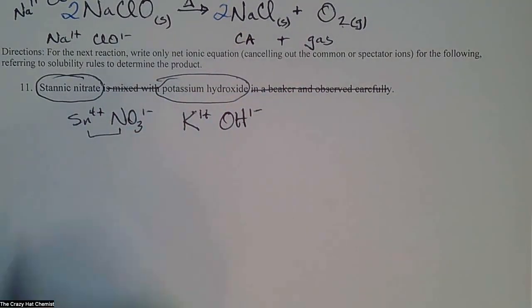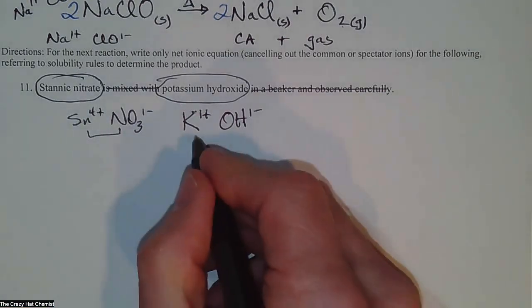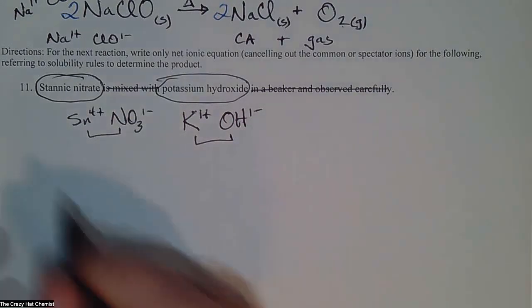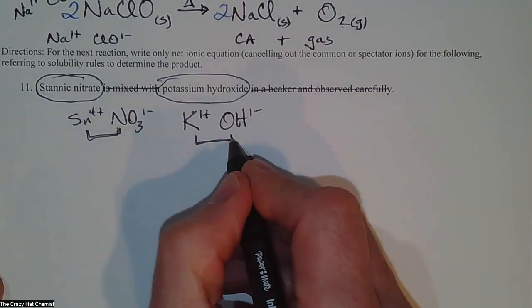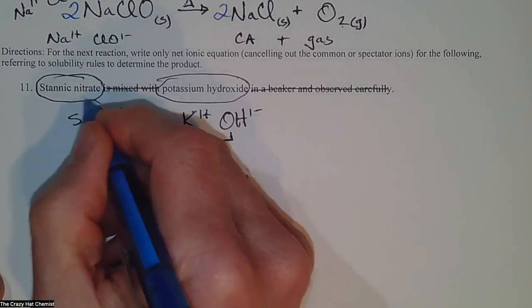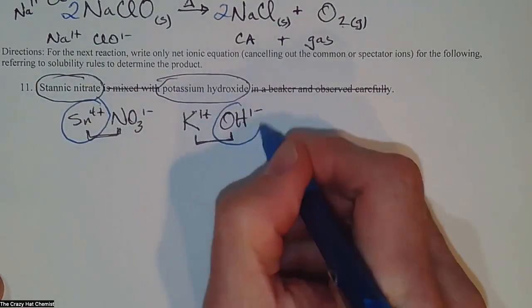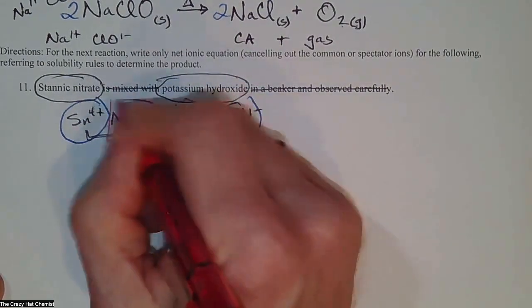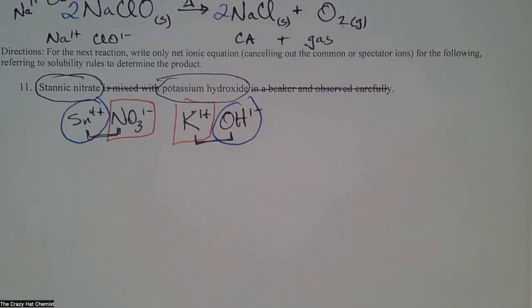So I'm going to combine these two things to come up with my reactant, and I'm going to combine these two things to come up with my product. Okay. Sorry, these two with my reactant, and then I'm going to combine the stannic with the hydroxide for one of my products, and the potassium and the nitrate for the other product. So this is something that I went over in my lecture. So again, I highly recommend that you follow my videos and first watch the lecture on chemical reactions.